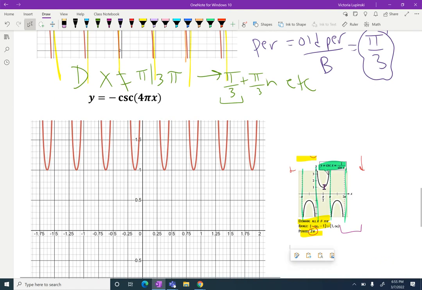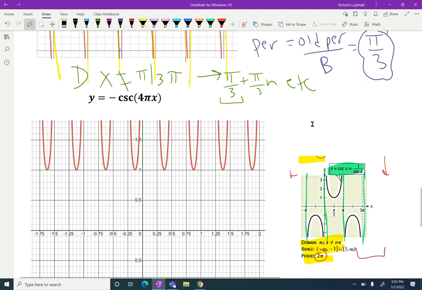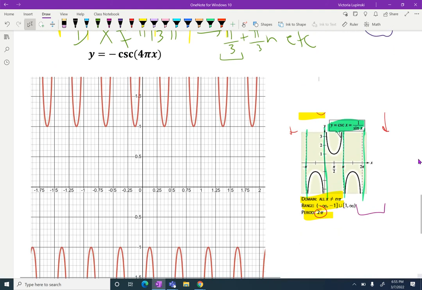So if the cosecant graph is supposed to look like this, and now I'm asking you to consider the negative cosecant of 4 pi x, there are 2 transformations that are happening here as well. The first one in purple, this negative, means that there is a reflection over the x-axis, which should hopefully make sense because normally the first U goes up and then down. Here it's starting by going down and then flipping up.